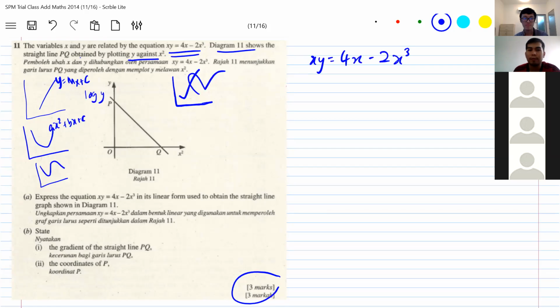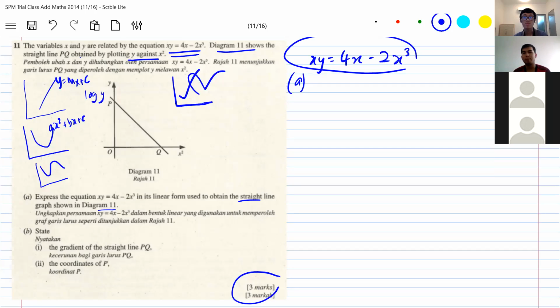So the first question asks you to express this equation in its linear form to obtain the straight line graph shown in diagram 11. So that should be relatively easy. That means if they give you a diagram like that, there are two types of questions they'll ask from this. They will always give you an equation that's not a straight line, that's a very hard equation. And they will always ask you to change it into a linear form, right? And there are two ways that they can ask you to change it to a linear form.